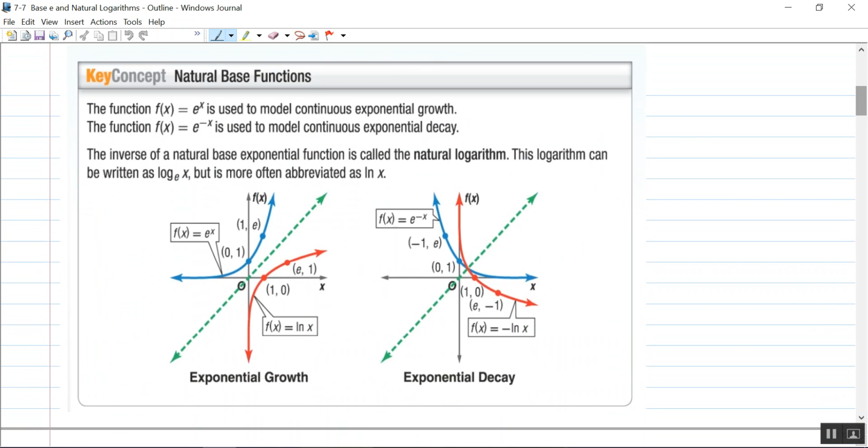Here's a chart from your textbook. We're not actually going to graph these, but I thought it would be interesting to take a look at this. So this blue line on the left here is f of x equals e to the x, and you can see some of the common points that we've had before. And if you reflect that over this green line, which is y equals x, then you get the natural log function. And that would be exponential growth with the base of e. This blue line over here on the right, e to the negative x, is exponential decay, and flipped over the line y equals x, we have the opposite of the natural log function.